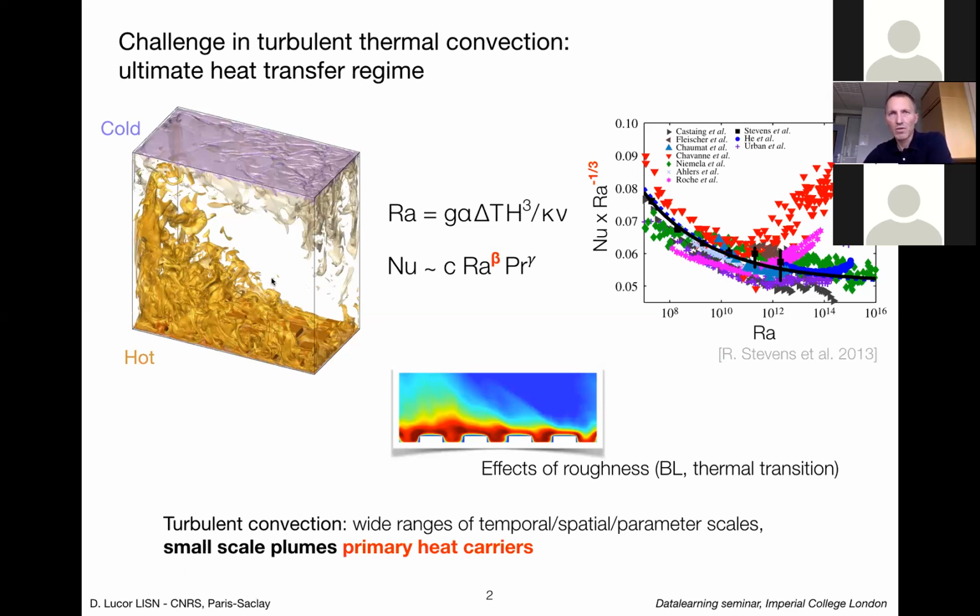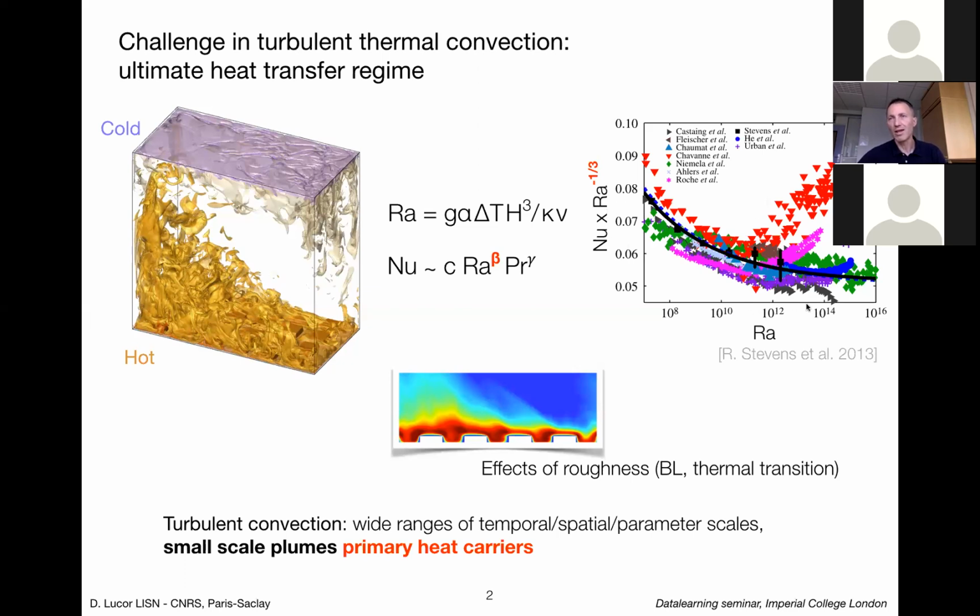The important parameters for this type of flow: you have the Rayleigh number. The Rayleigh number is some kind of ratio between a typical time scale for diffusive thermal transport and a time scale for convective thermal transport. This non-dimensional parameter relates to the Nusselt number, which is a measure of the global heat transfer through the cavity between the top and bottom walls. If you do experiments and collect all the data in this plot on the top right of the slide, you can find a relation between the Rayleigh number and the Nusselt number. All the curves nicely collapse on a power law of exponent 1/3.